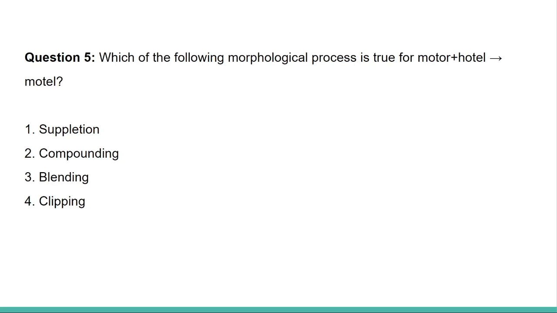Question 5 is, which of the following morphological processes is true for motor plus hotel to motor? The options are suppletion, compounding, blending, clipping. Let's discuss each of the options first. Each of the options is a type of word formation process. Let's try to understand what each of the processes is, and then we can arrive at the answer.